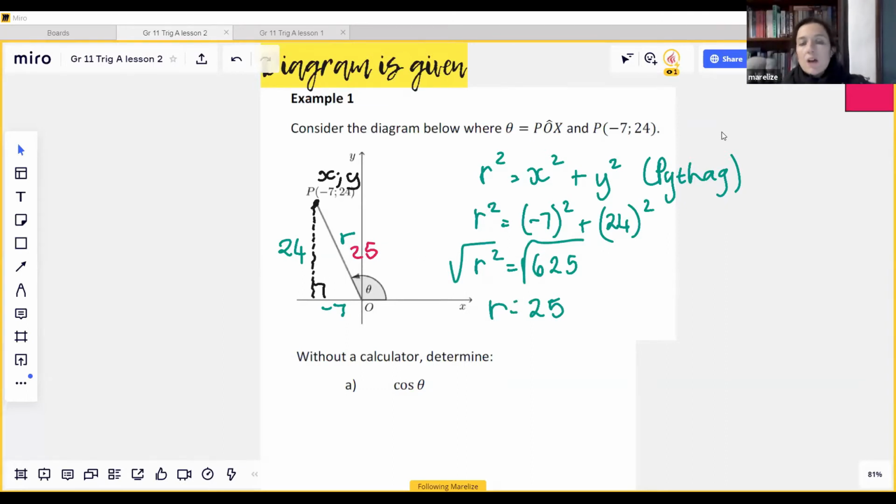So determine without a calculator. You use your calculator to do the Pythagoras and to find what r is, the missing side, but then you need to not use your calculator to find out what cos theta is. So cos theta on the Cartesian plane is the adjacent over the hypotenuse, or x over r. X over r. And in our case, x is -7 and r is 25.